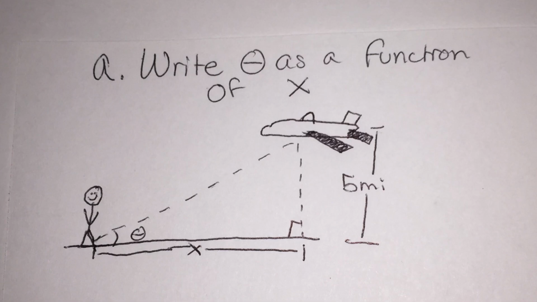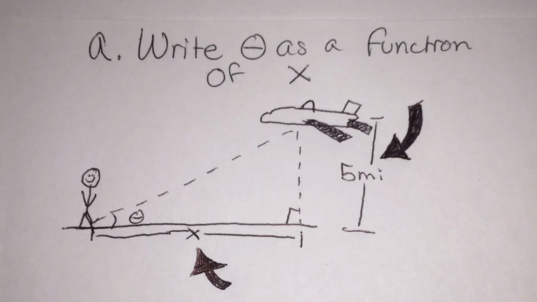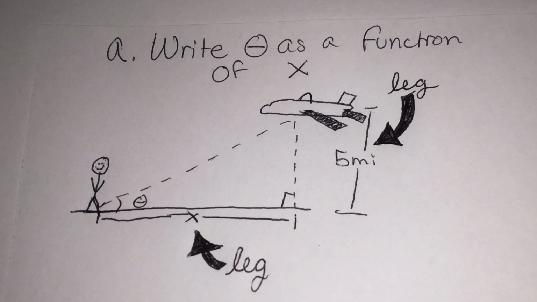As you can see in the diagram, there are two different values given. The plane is flying 5 miles high off the ground and is also x miles away from where the person viewing the plane is standing. If you think about this diagram as a right triangle, the 5-mile value will represent the opposite leg, and the x value will represent the adjacent leg in relation to the angle theta.